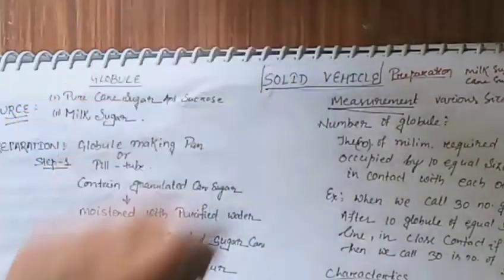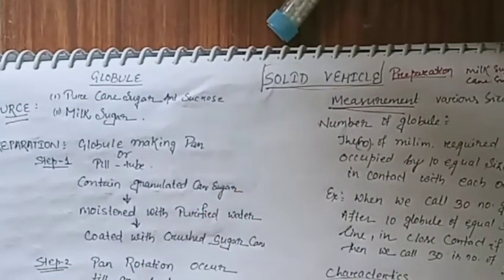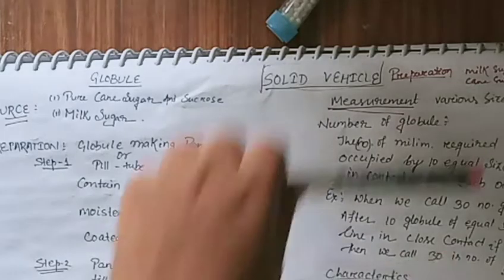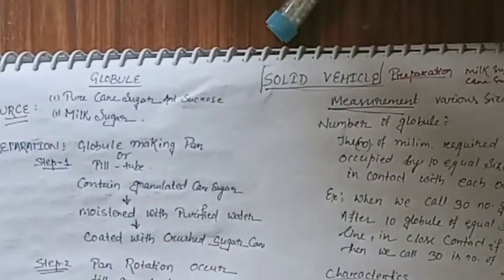Then lastly, how we use globules, where they are used, and what the adulterants are, meaning the substances mixed with the globule to prepare or use it as a vehicle, and what precautions we should take during globule use or preparation. So first we go towards the source.